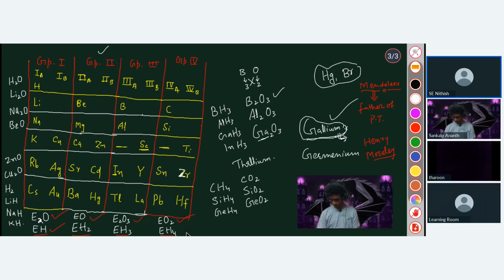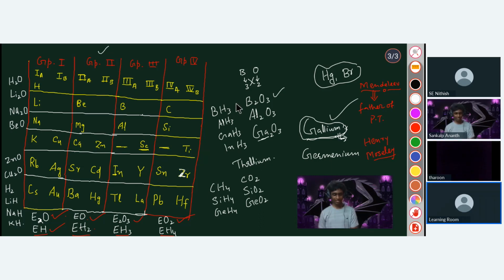Sir, when they ask to draw the Mendeleev's periodic table till group 4, we have to draw this entire thing. Exactly, yeah. But this type of question will not be asked in your exam. In the exam, it is asked that write the formula of oxide and the hydride. So this is important. Sir, will we get this chart in the exam, sir? How can we memorize all this?